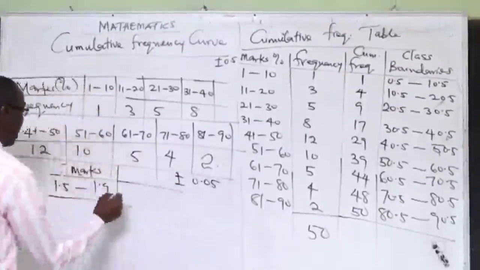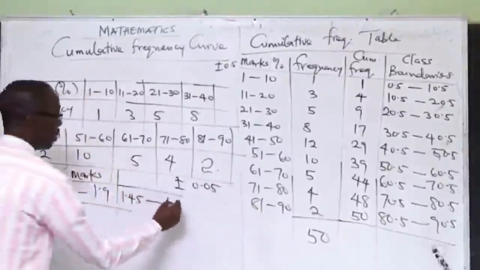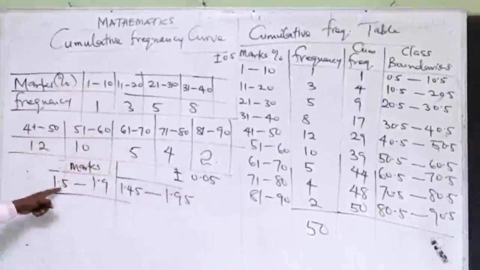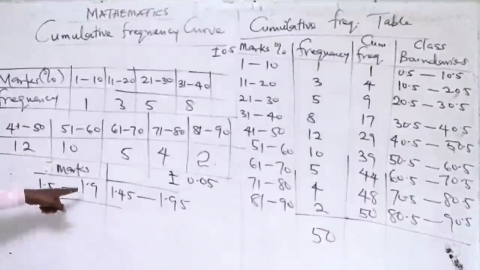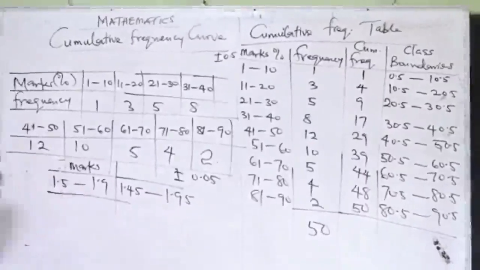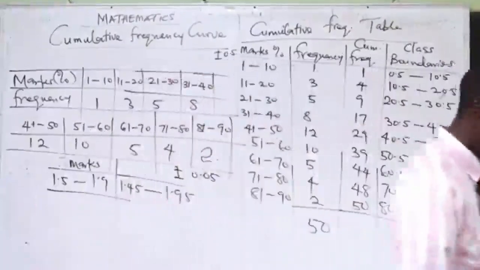So the class boundary here should be what? 1.45 to 1.95. If 1.5 minus 0.05, what is it? 1.95 plus 0.05, what is it? Okay, please, let's take note of that too.